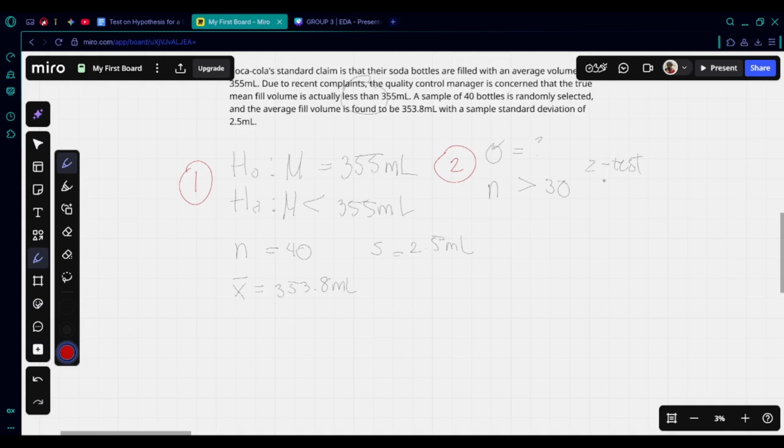Next is the third step. We will now be computing the test statistic. Based on our given, we will use the z-test. So we will calculate the z-value, which is equal to the mean minus the average score in the null hypothesis, over the standard deviation over the square root of n.